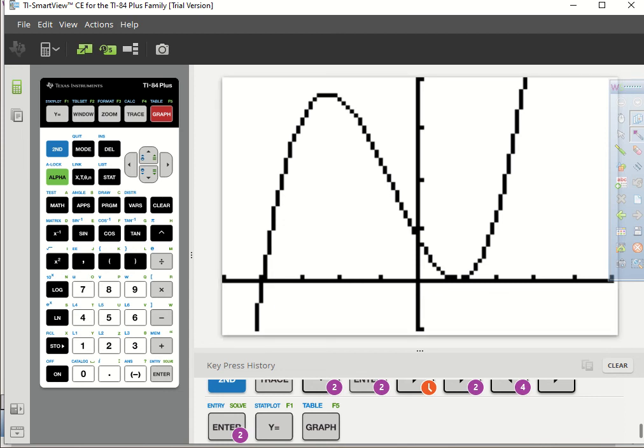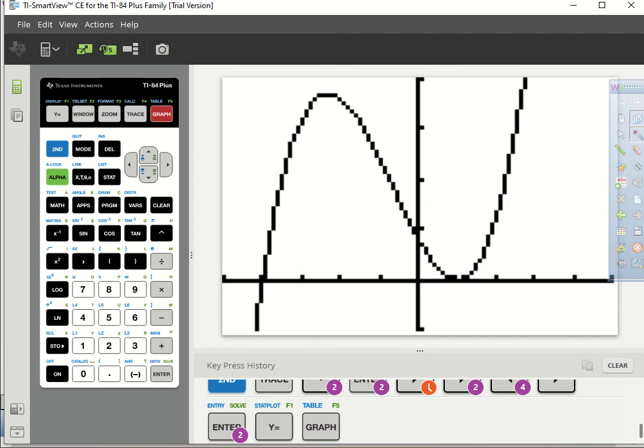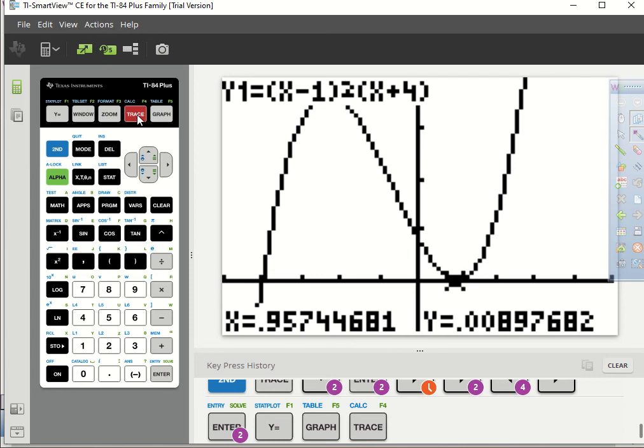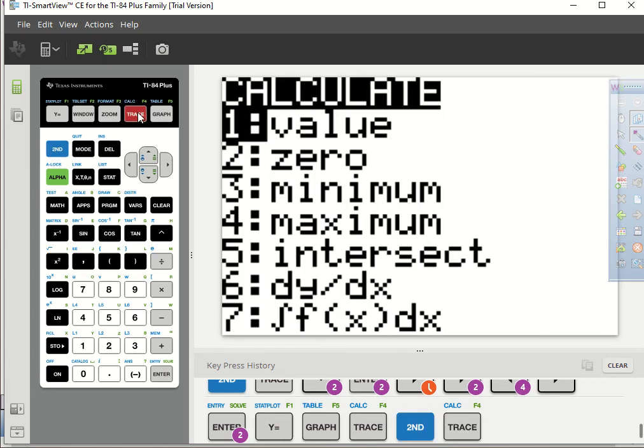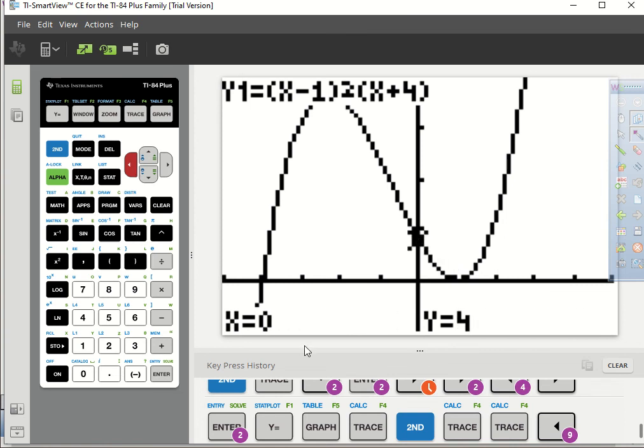Domain and range are both negative infinity to positive infinity. And the y-intercept, we can trace to find that. I don't know if there is an operation for that one. No, I don't think there is. Okay, so we're just going to go to trace. And we have one at 0, 4.